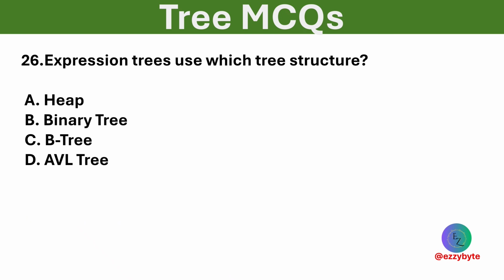Expression tree uses which tree structure? Options are heap, binary tree, B tree, and AVL tree. Option B is correct. Expression trees are usually binary trees.